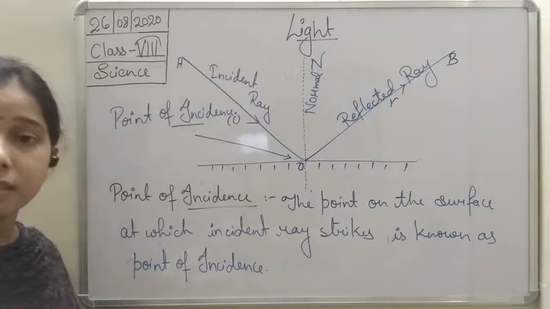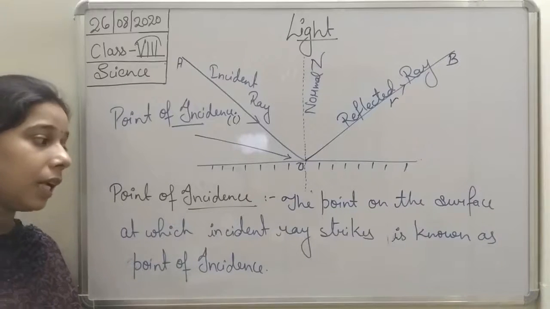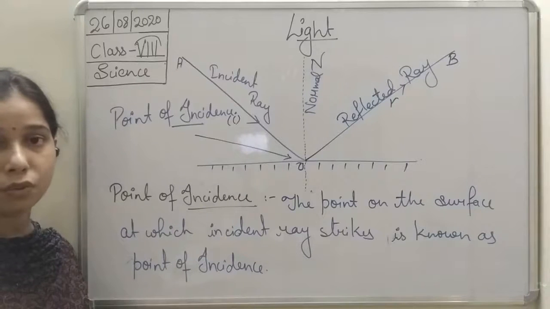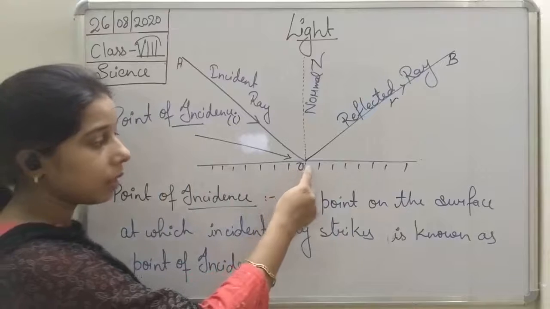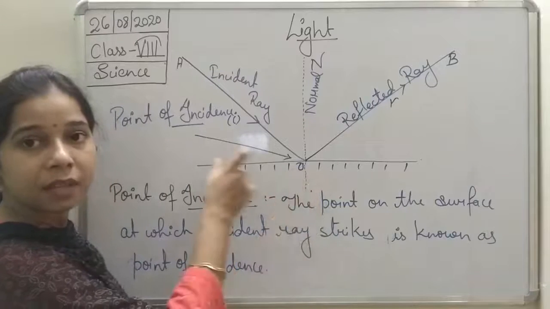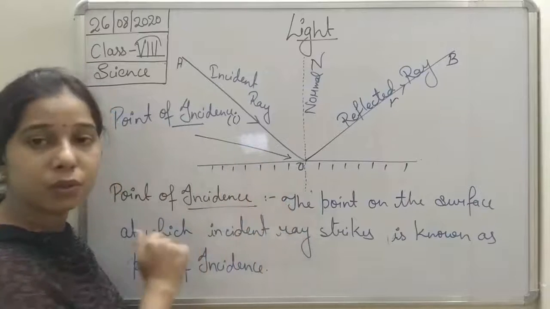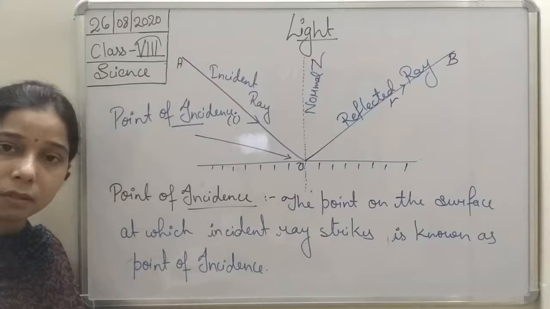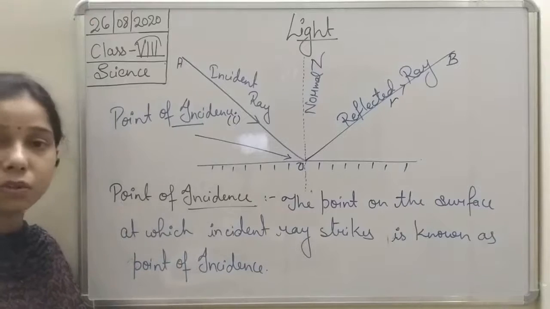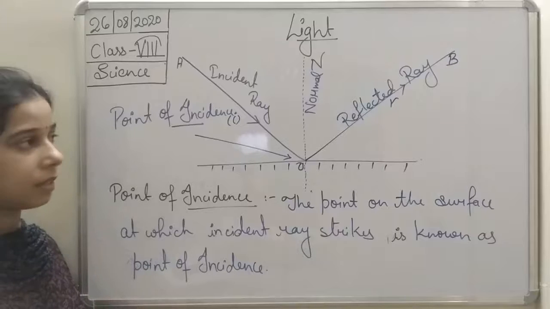So what is the point of incidence, student? The point on the surface at which the incident ray strikes is known as the point of incidence. So this one is the point of incidence. This is the point, student, where the incident ray falls and strikes the surface. On the surface, when the incident ray strikes, that particular point is known as the point of incidence.